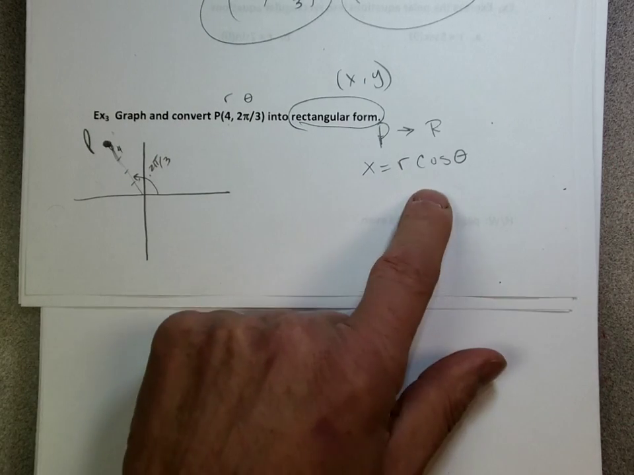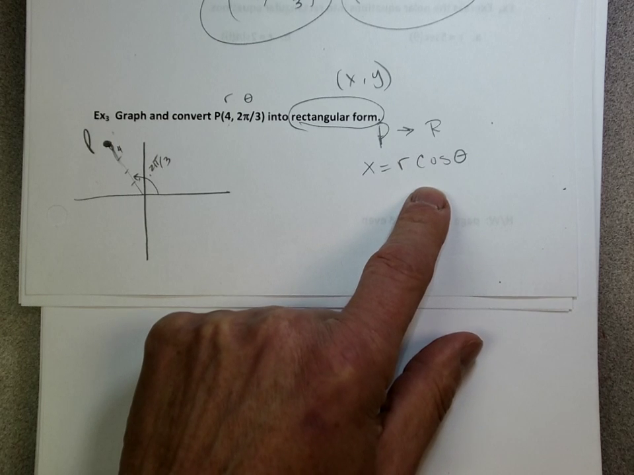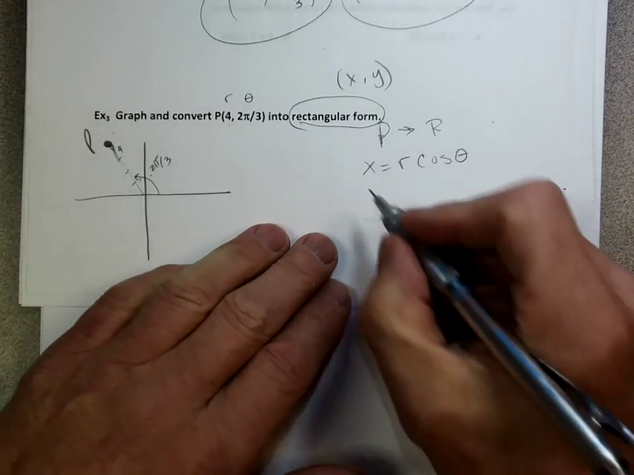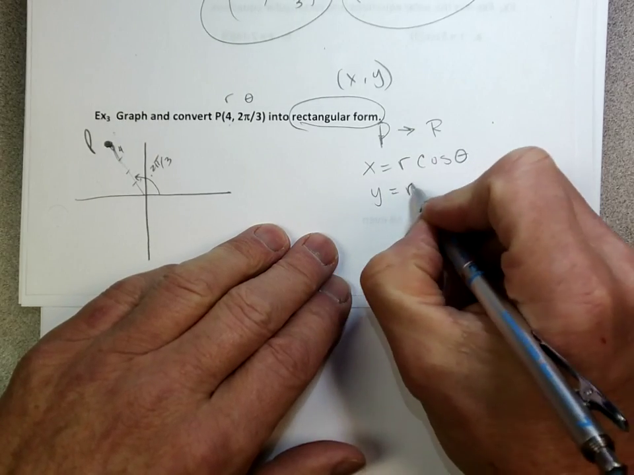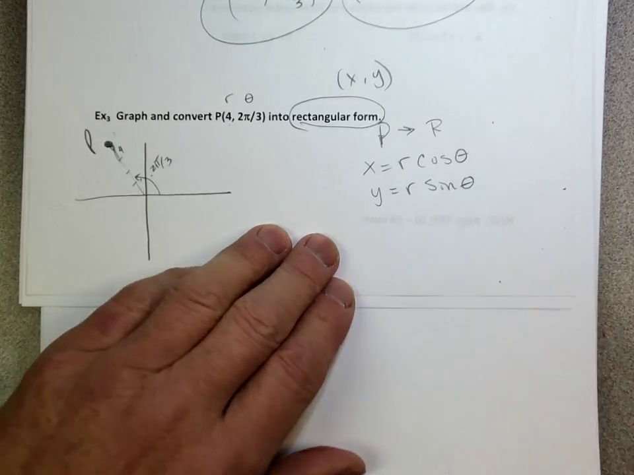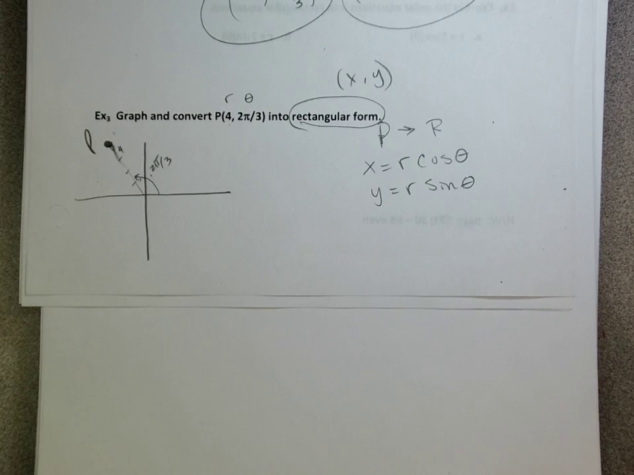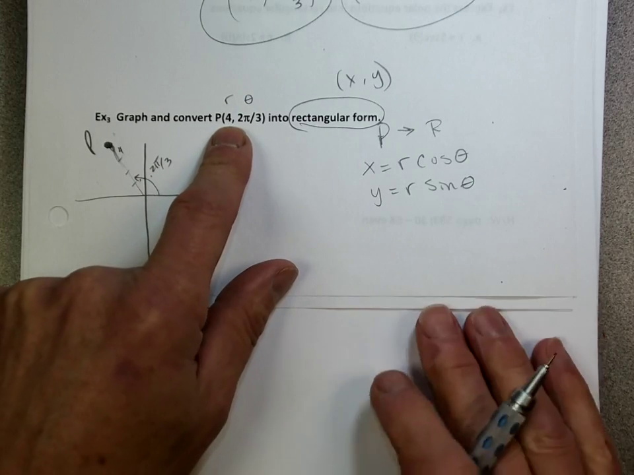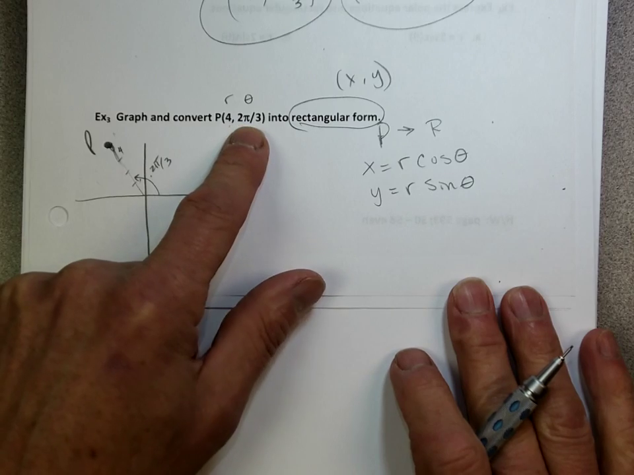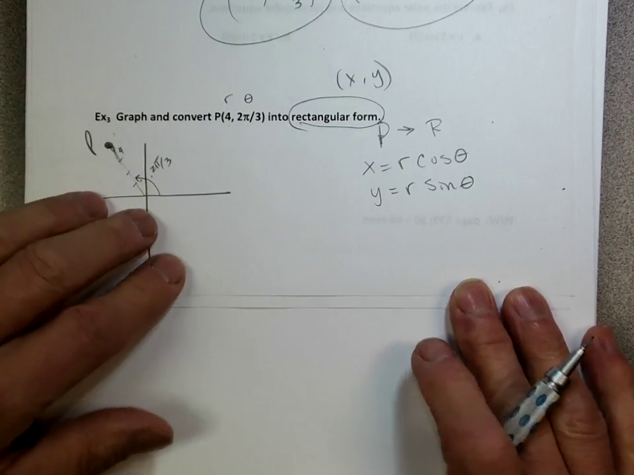We go back to the unit circle and realize that the x value is equal to the cosine, right? And then the y is equal to r sine of theta, okay? So let's convert this point for 2 pi thirds into rectangular form. Well, that's not going to be too bad.